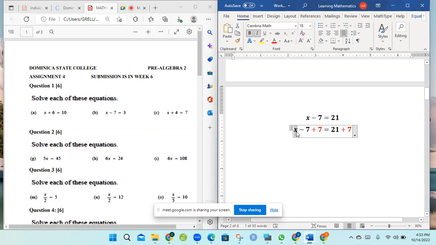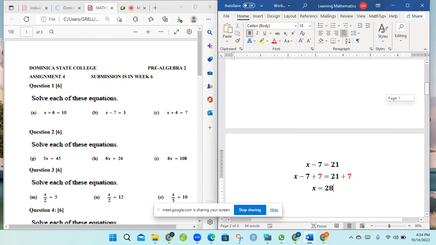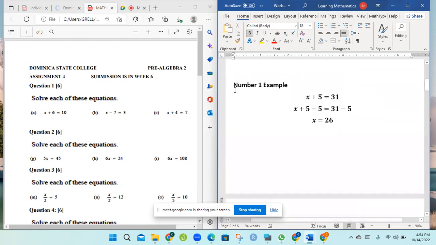So we are left with x alone on the left side, is equal to 21 plus 7, which will give us 28. And you can prove your answer: if you put 28 there, 28 subtract 7 will give us 21. So the answer is 28. So here we have 2 simple linear equations to solve. That's number 1.